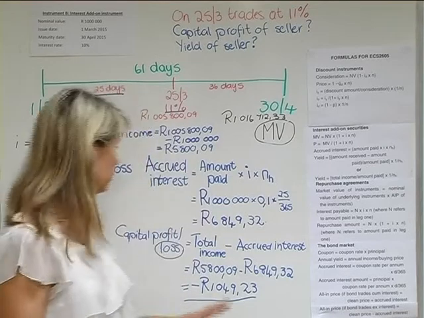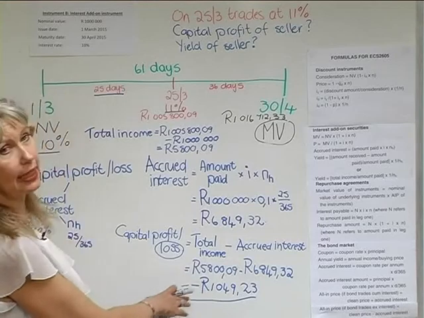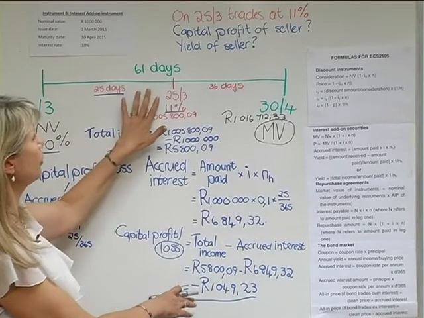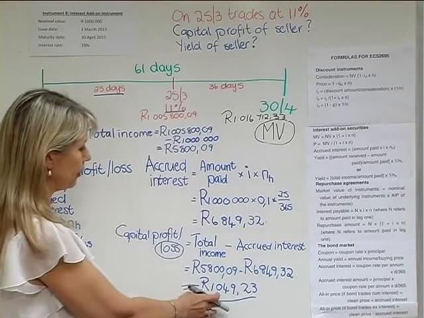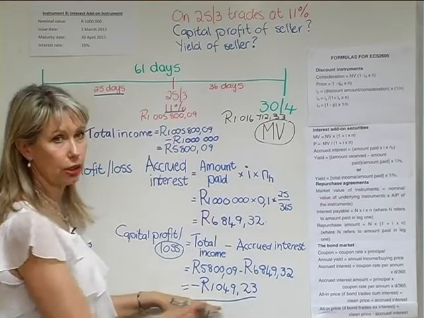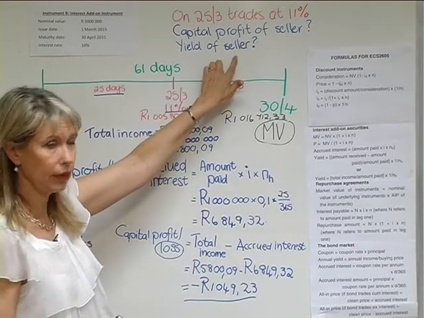In the previous video clip, we calculated the capital loss of the seller in the secondary market. He bought it at 10%, sold it at 11%, and we calculated a capital loss. Now we want to calculate the yield of the seller.